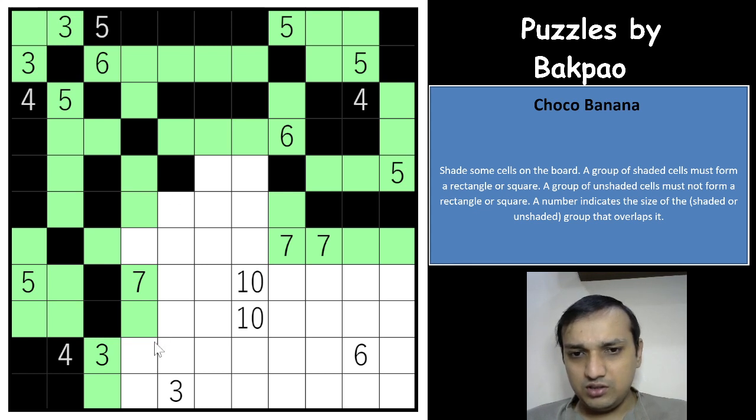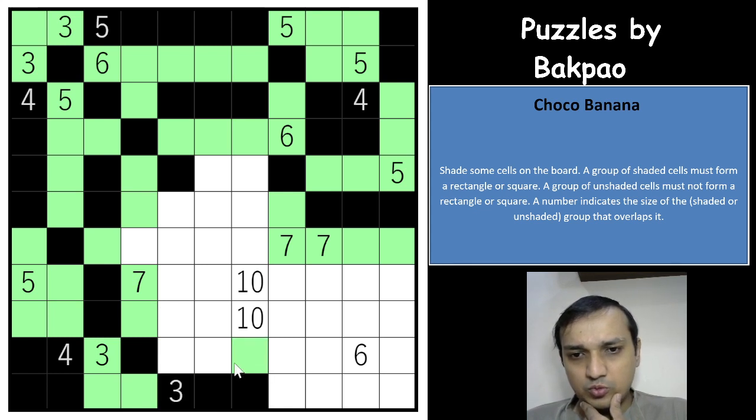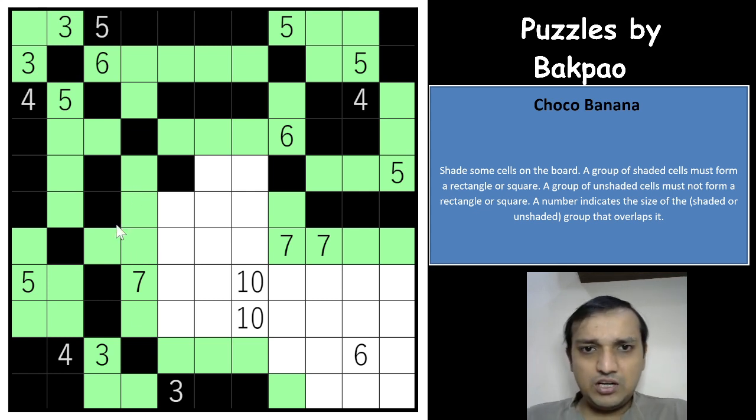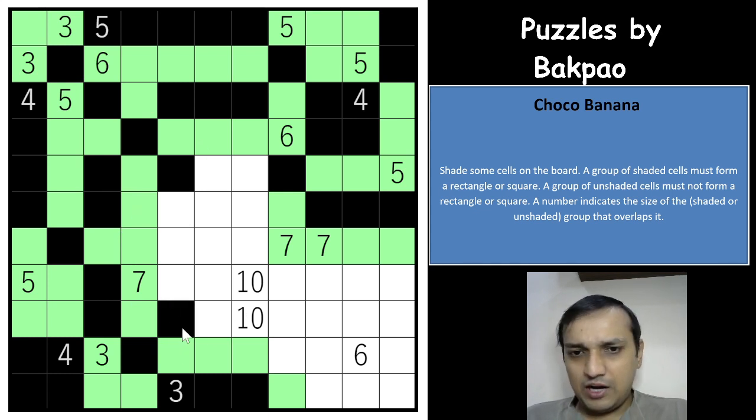This is unshaded, this is shaded and this is unshaded because they cannot mix here. This is shaded, it will have to go straight. These are unshaded. This will have to come out to not form a rectangle or a square. You need one more cell here. The same logic that we applied here is being applied here now. This one has to be shaded.